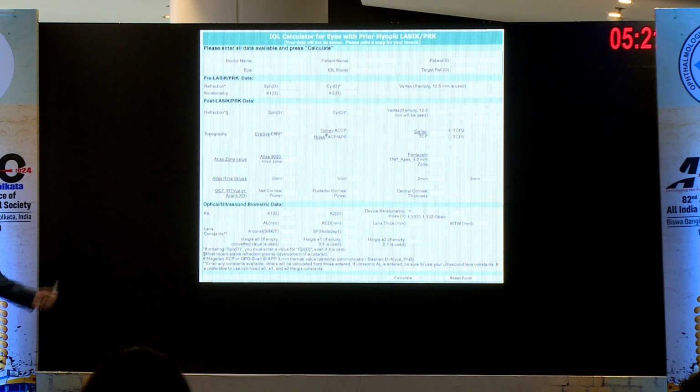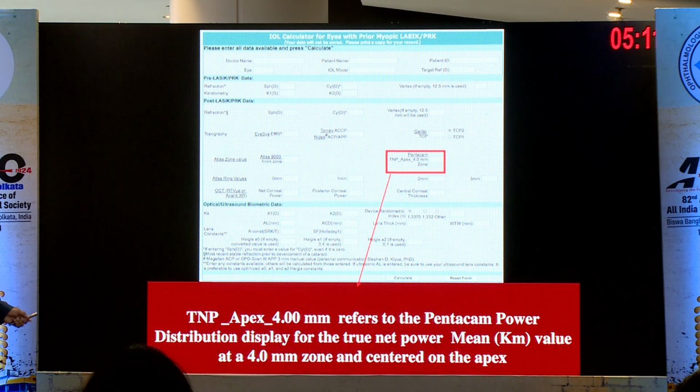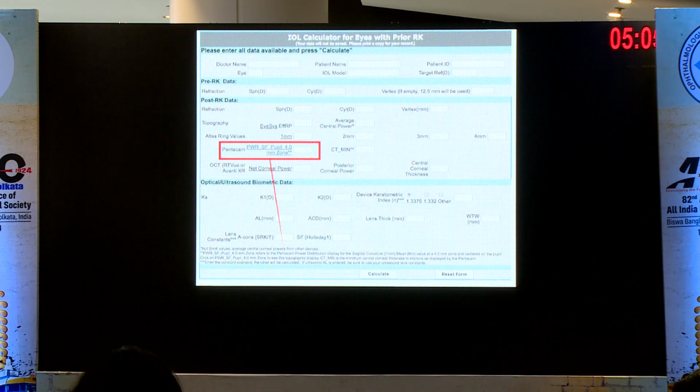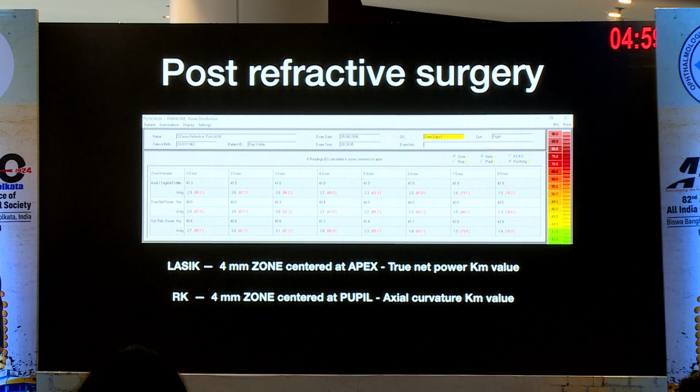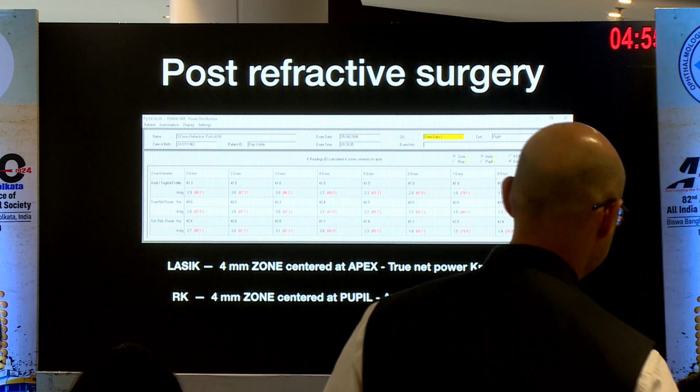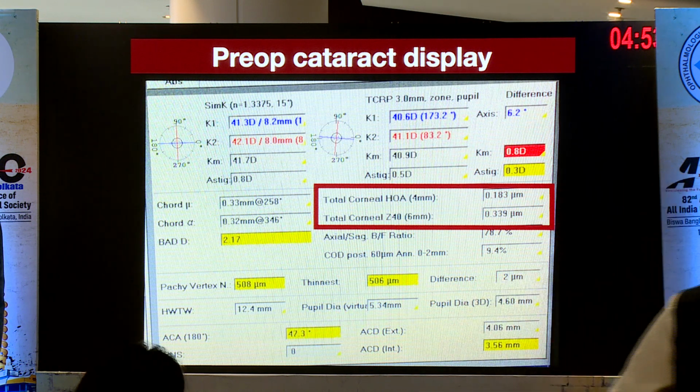Now, some of the topography gives us input for the ASCRS calculator also, like Sirius, Atlas, then you have OCT and you have Pentacam. Especially in Pentacam, you get this value, TNP apex at 4 millimeters, which is used for LASIK calculation, and PWR-SF, which is used for RK calculation. So you can get that input from the power distribution map.